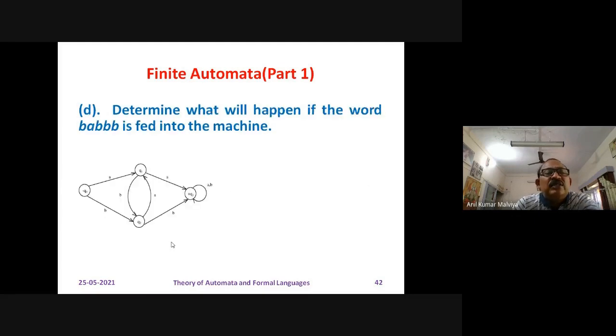Let us take another word, B, A, triple B is fed into the machine. So machine always starts from the initial state Q0.